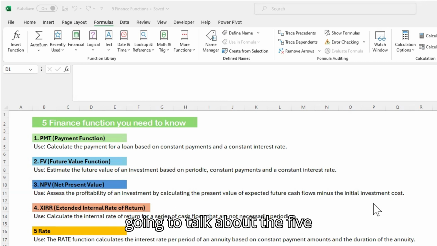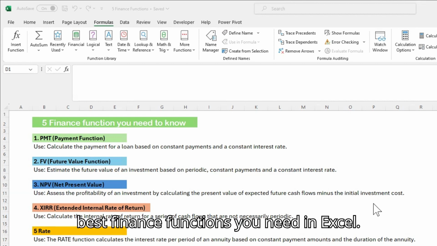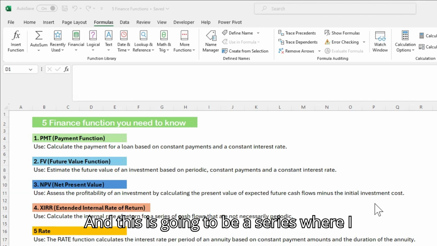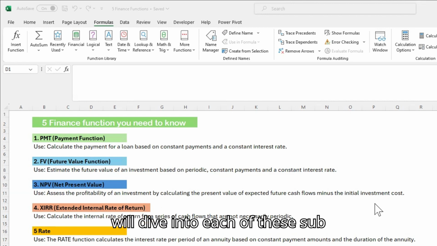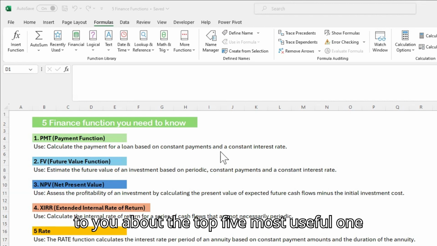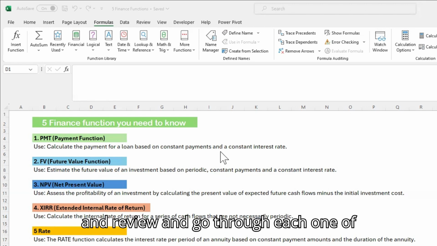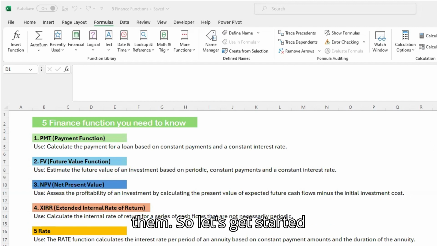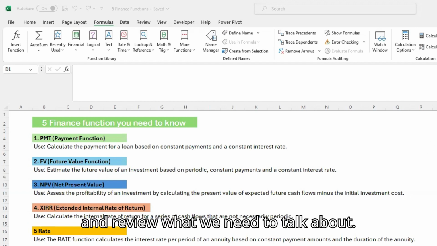Today we're going to talk about the 5 best finance functions you need in Excel. This is going to be a series where I will dive into each of these sub formulas as they're listed here, talk to you about the top 5 most useful ones, and go through each one of them. So let's get started and review what we need to talk about.